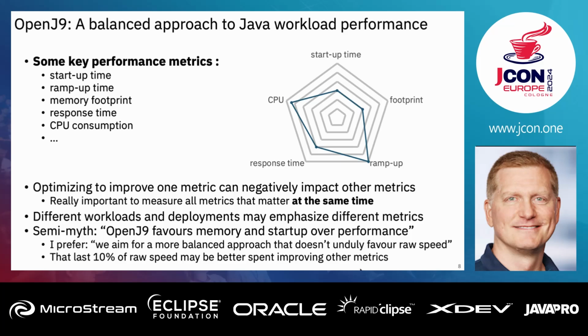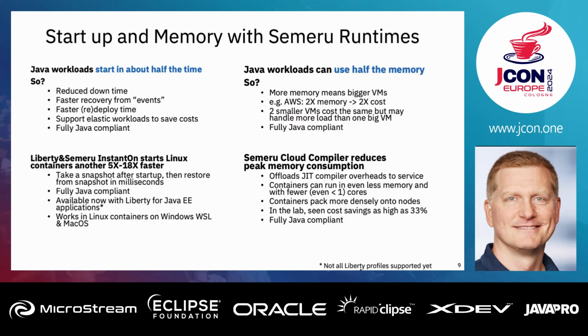It's just that my performance architect, I was talking with him a couple of weeks ago, and he came up with this phrase, that that last 10% of raw speed might be better spent on other things. So every time you improve one metric, you often see a price in other metrics. So getting that last 10% of raw speed, you might be better off spending that on dramatically improving startup or memory footprint and giving up that 10%. And that's kind of the approach that we take with OpenJ9. Don't go too far in any one direction.